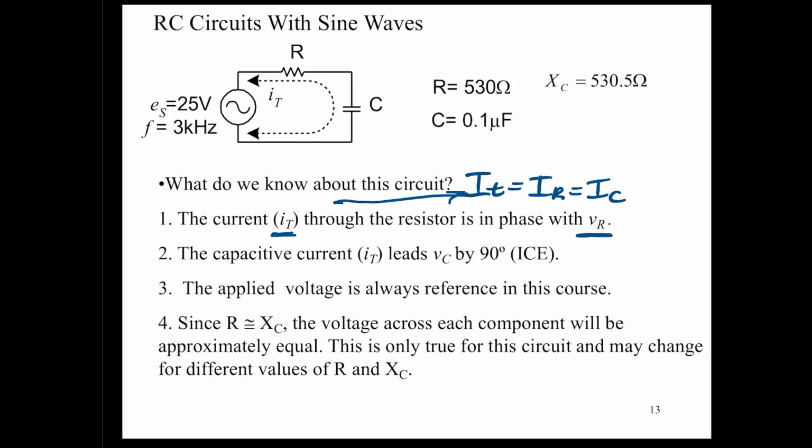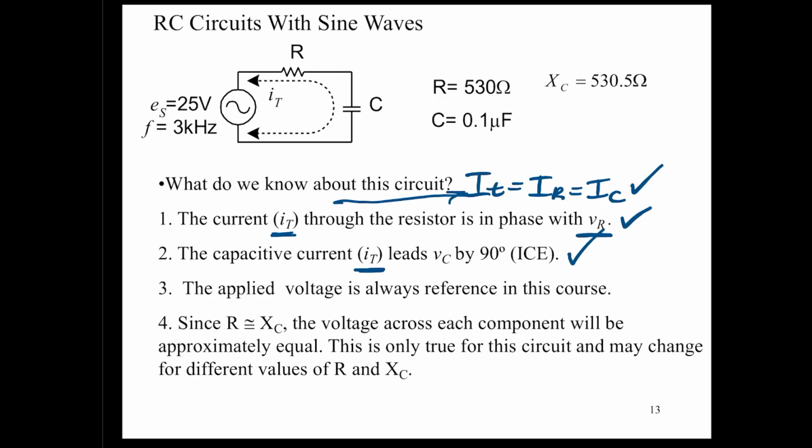Voltage and current are always in phase when it comes to a resistive component. So that's a truth. We're just reviewing everything we know about this circuit before we start. The capacitive current, which is IT of course, leads VC by 90 degrees. And of course we know that. We've looked at that previously in this presentation and proved that that will always be the case, as we have an ICE relationship when it comes to current and voltage in a capacitive circuit.